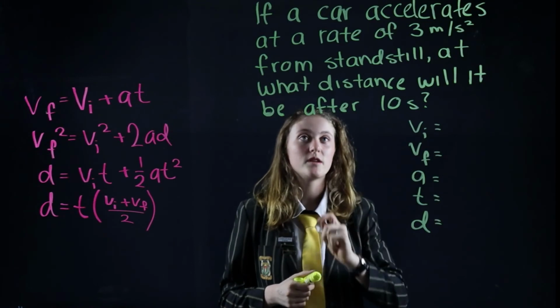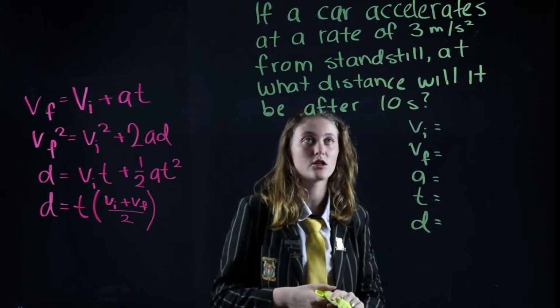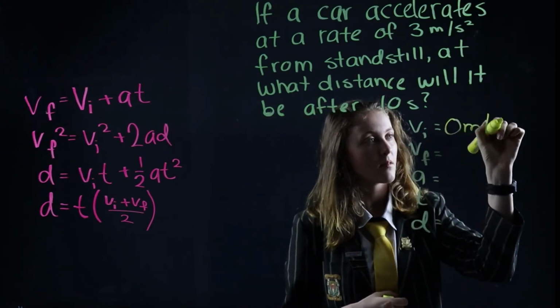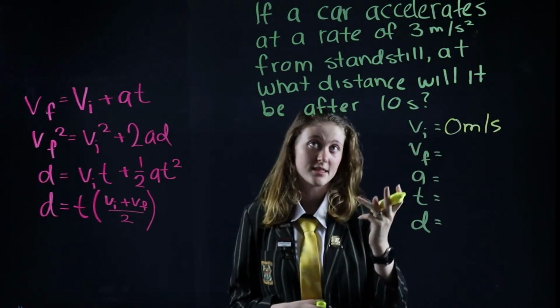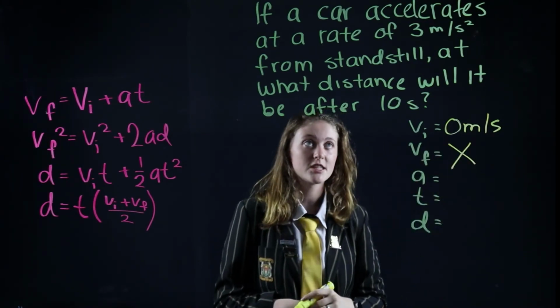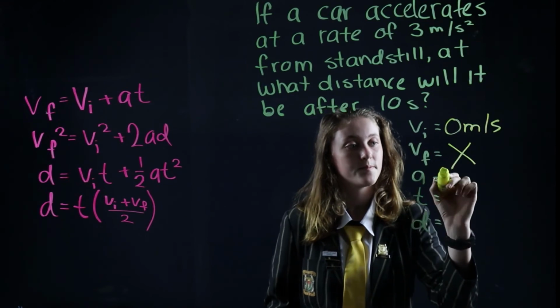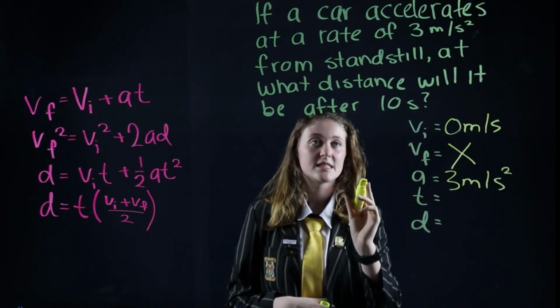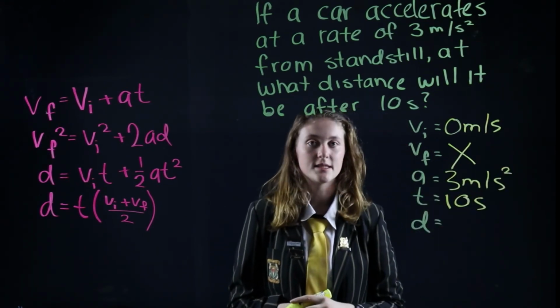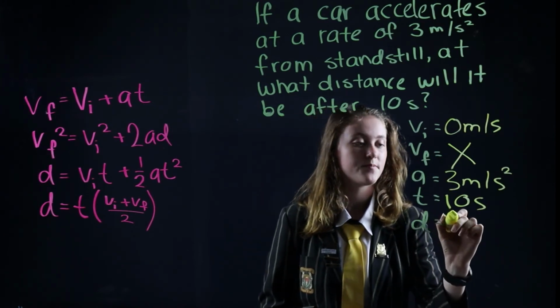So, the initial velocity, because it said standstill, is 0 meters per second. The final velocity isn't mentioned. The acceleration is 3 meters per second squared. The time is 10 seconds. And the distance is the variable we're trying to find.